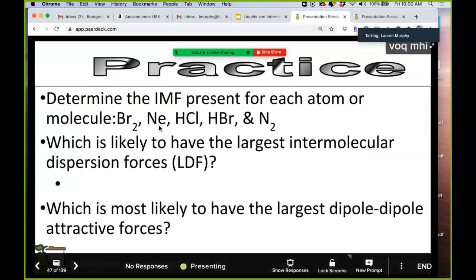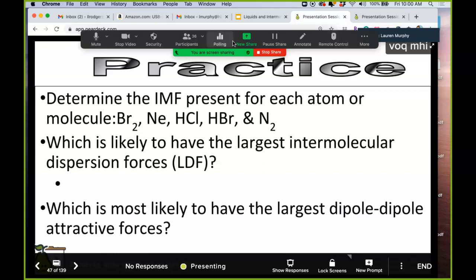So I would like you to look at these guys, and you can draw them if you have to, and I would like you to determine the intermolecular forces present for each atom or molecule, depending on what it is, and then answer the questions. Which is likely to have the largest intermolecular dispersion forces, also known as London dispersion forces, and which of them is going to have the greater dipole-dipole attractive forces? So I'm going to give you a brief moment to answer those questions.